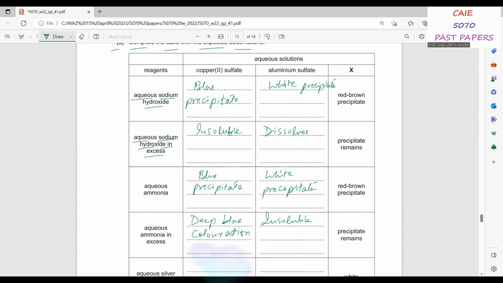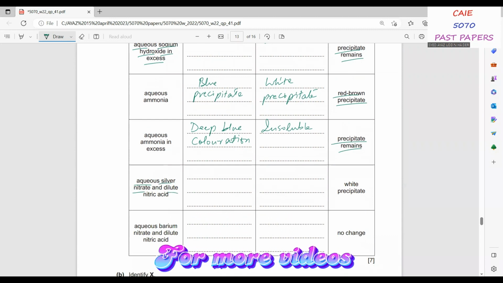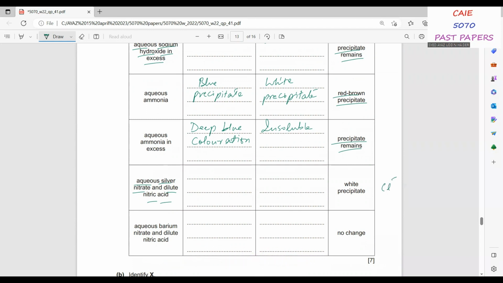That is with aqueous sodium hydroxide, red brown precipitate, and in excess it remains. In case of aqueous ammonia, again we'll get red brown precipitate, and again the precipitate remains in excess of aqueous ammonia. So the next test is for chloride ion, aqueous silver nitrate and dilute nitric acid. You see, in case of X, they're showing white precipitate, so it must contain Cl negative ion. In case of both copper 2 sulfate and aluminum sulfate, we get no reaction.